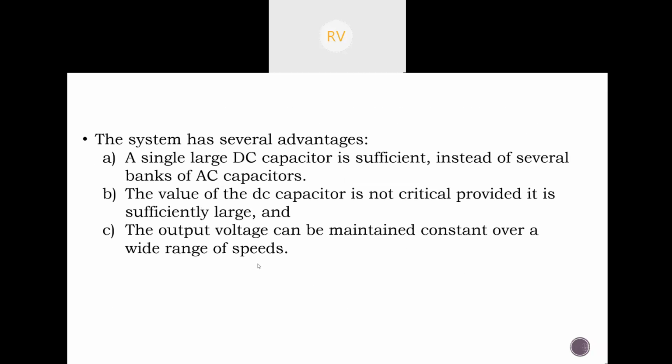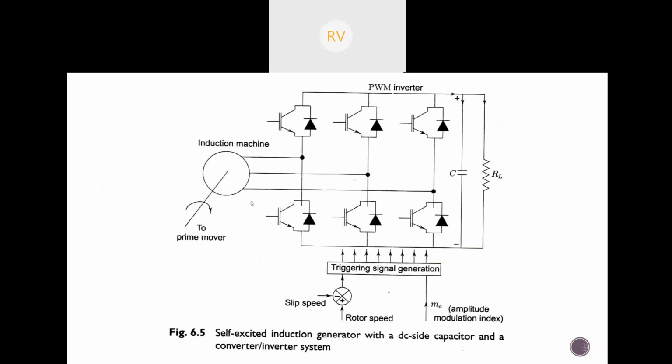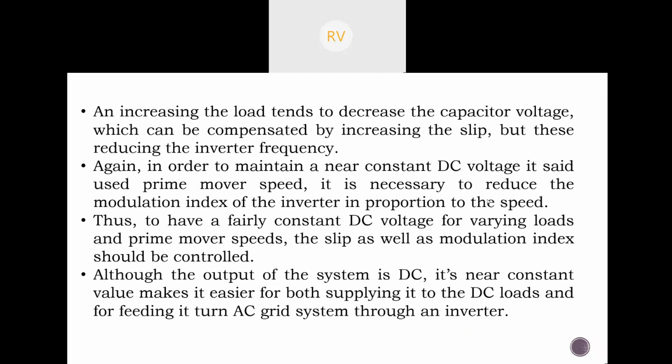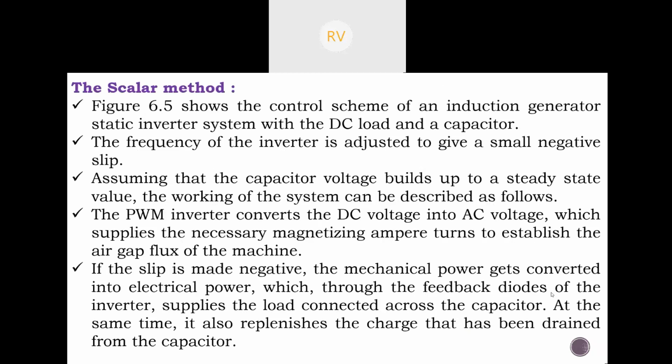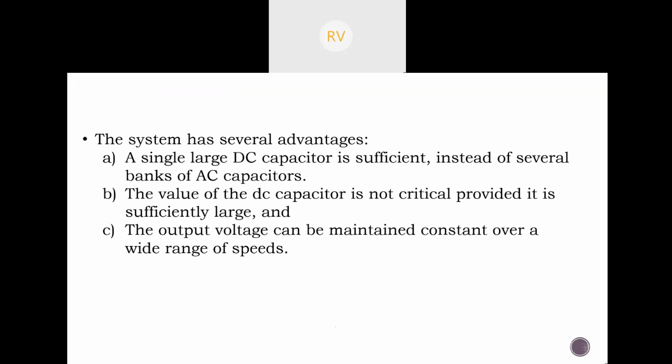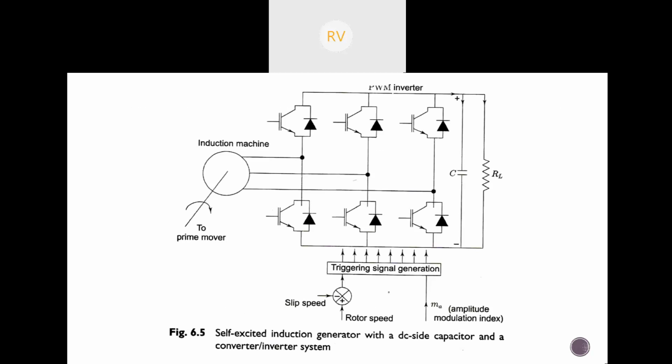So if you are making the slip negative, then the mechanical power gets converted into electrical power, and it will be feeding the load. At the same time, it also replenishes the charge that has been drained from the capacitor, because to make this all a self-exciting situation, we will be having a loaded capacitor, right? So that capacitor load voltage, which is being used for this total system, will also be replenished here.